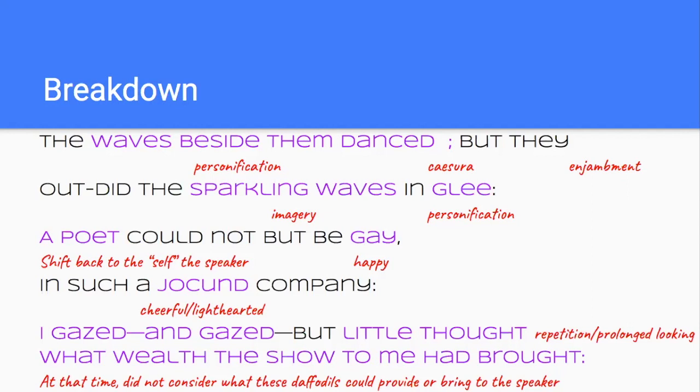I gazed and gazed, says the narrator, but little thought what wealth the show to me had brought. We see the repetition of the word gaze there. So repetition, prolonged looking. He's looking at that beautiful display of daffodils by the shore. And at the time, he doesn't know what this nature experience will bring him someday, what it can give him. So what can nature give the narrator at some point? He will figure it out in the next stanza.